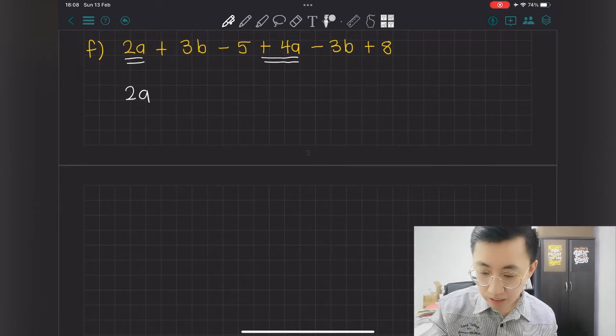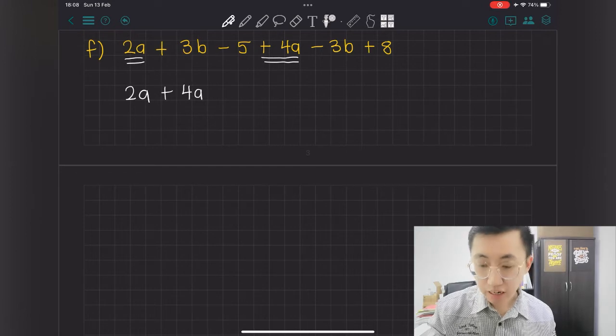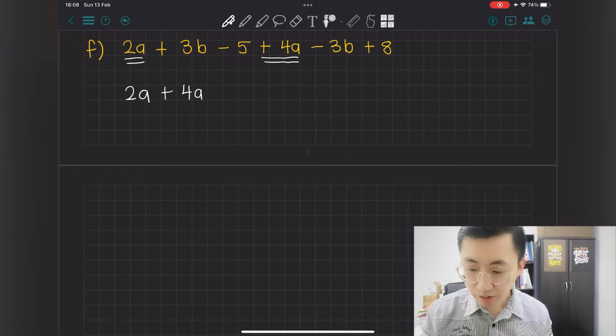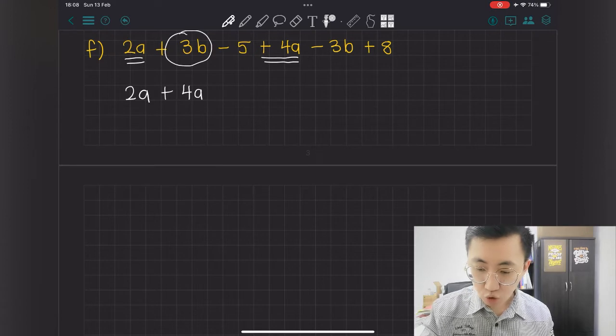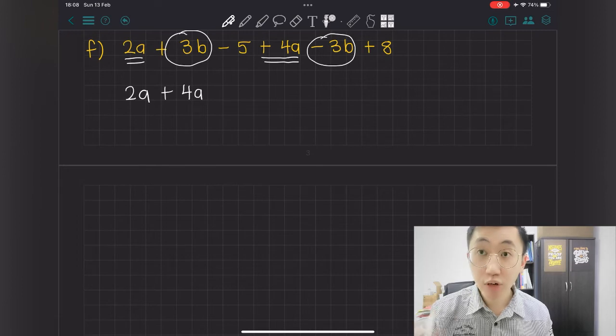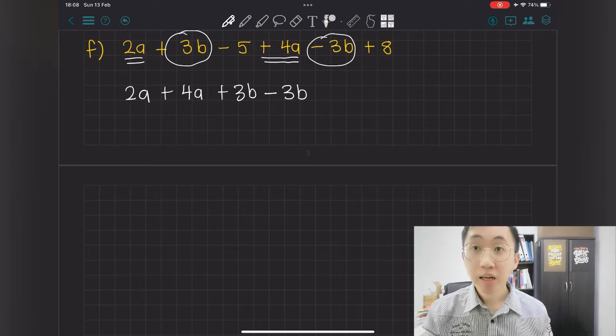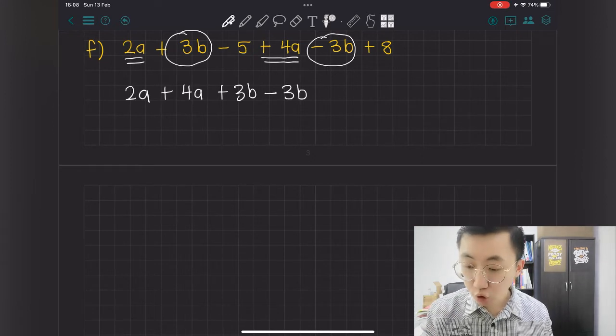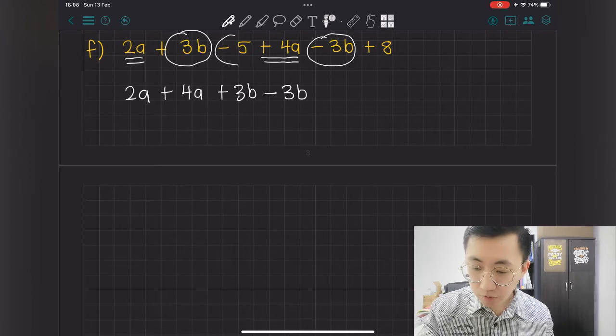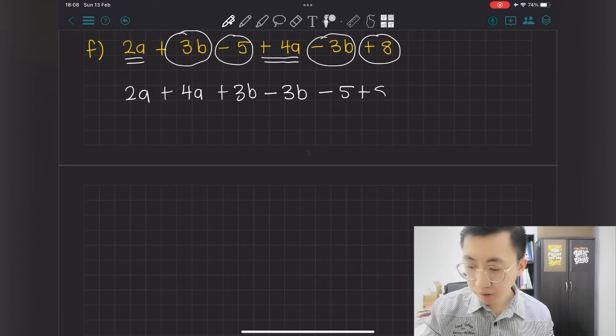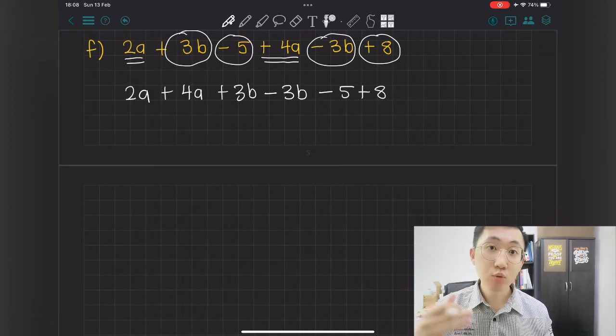2a plus 4a. Now let's look for the next family, which is the b family. This one, plus 3b. Find any more. I can see here minus 3b. Don't forget the minus over there. So plus 3b minus 3b. Copy downward. Now let's look for the number only. I haven't done minus 5 and plus 8. So copy these two: minus 5 plus 8. Now, the next line is where you need to simplify them.